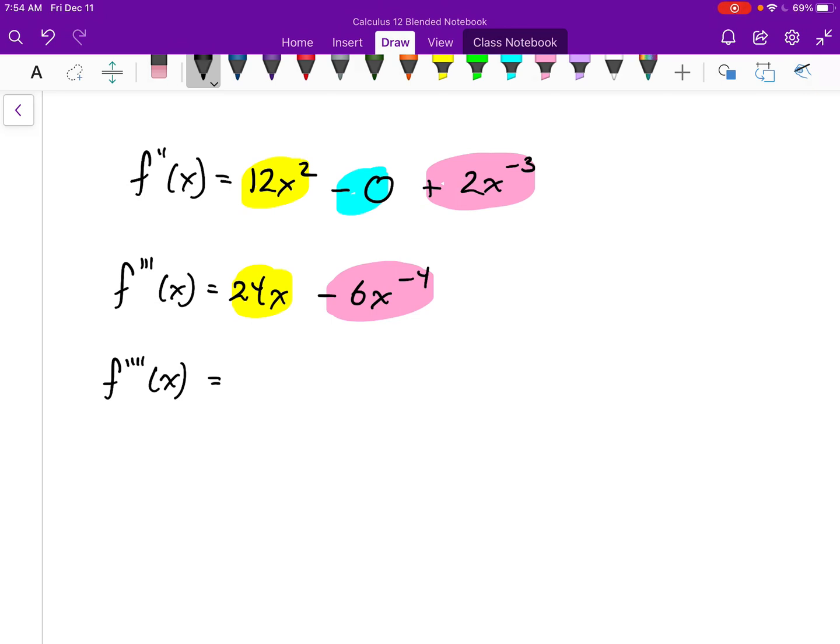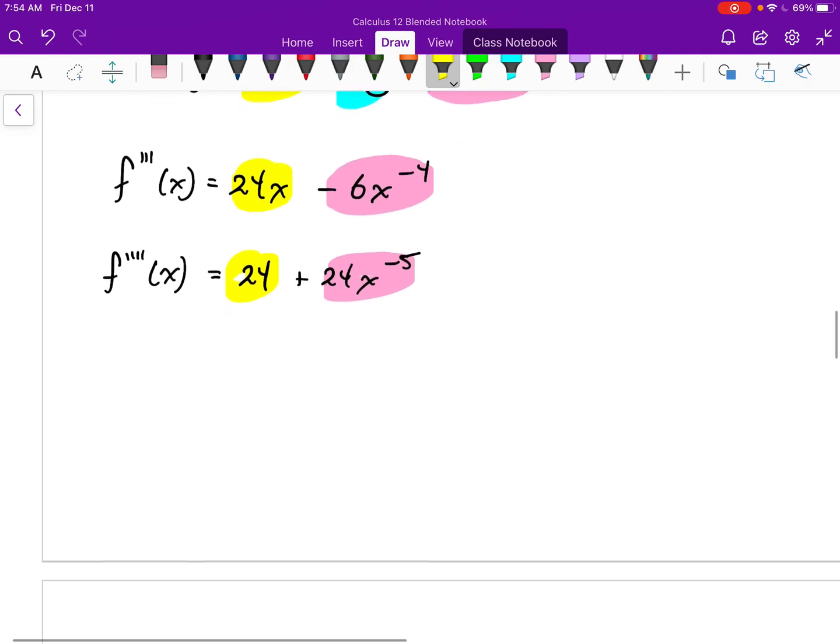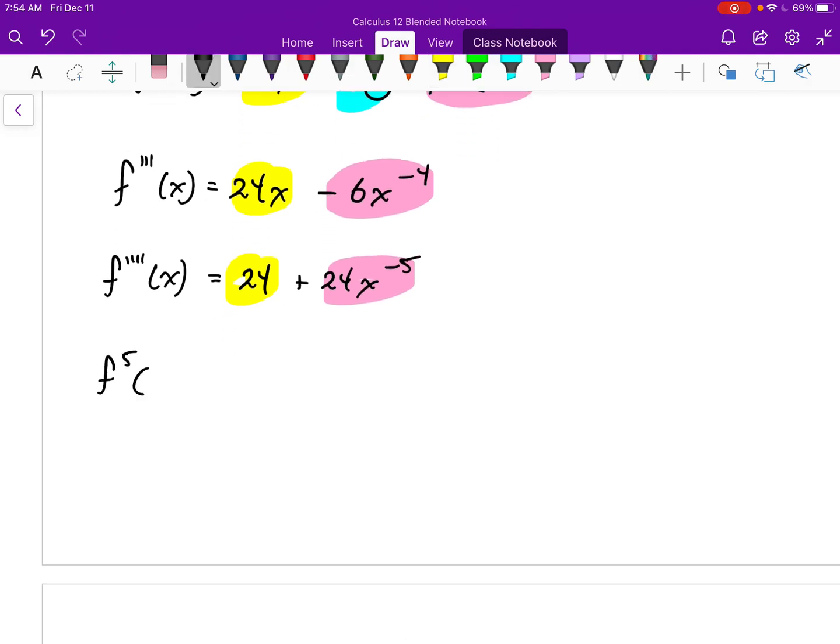The fourth derivative, and I will say, at some point it probably gets silly drawing all these little apostrophes. So usually at some point we just put a number, but I'll just put 4 here for now. The derivative of 24x is just 24. And the derivative of negative 6x to the negative 4 is plus 24x to the negative 5. All right, almost done. I want 2 more derivatives. The fifth derivative. The derivative of 24 is 0. And the derivative of 24 times x to the negative 5 is negative 120 x to the negative 6.